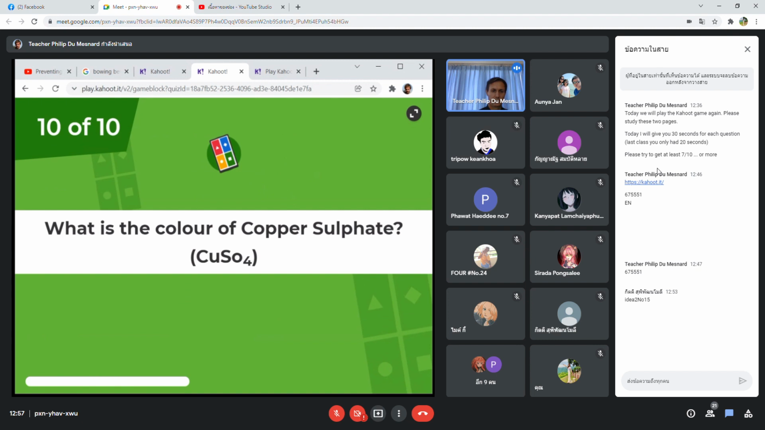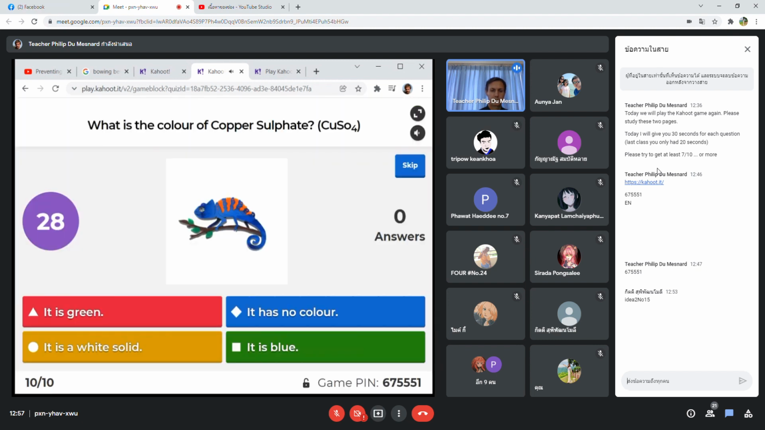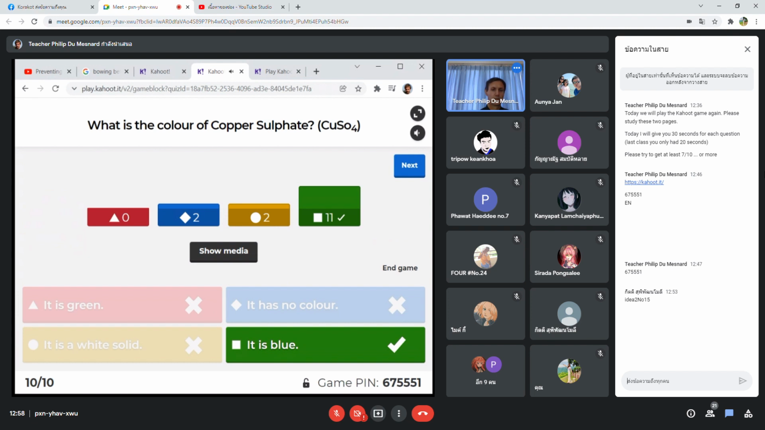Last question. What is the color of the copper sulfate? Most students are right. Yes, it's blue indeed. Good job.